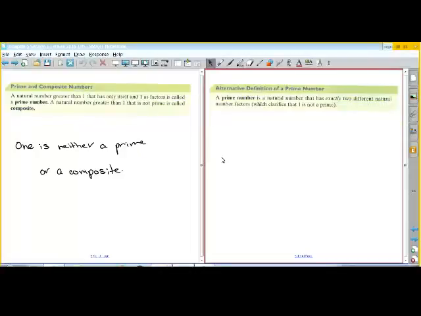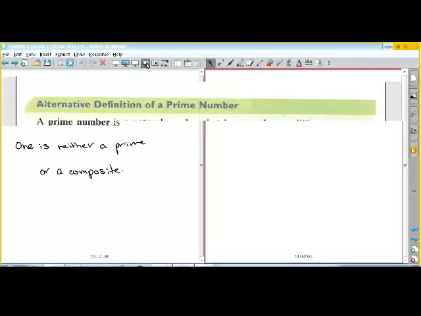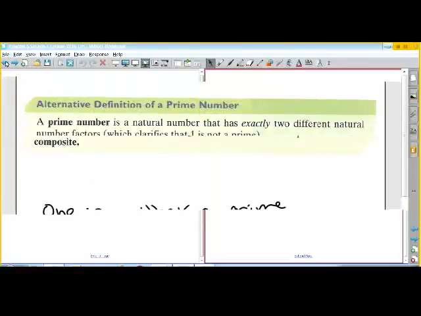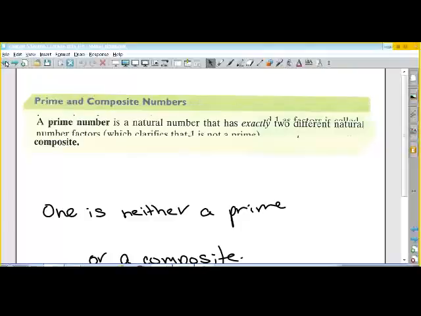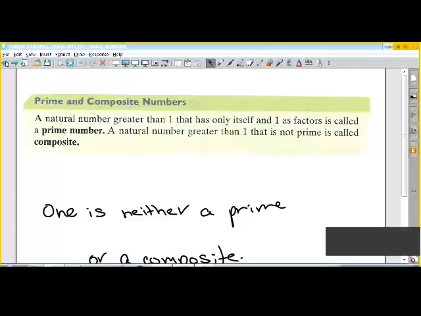So we were talking about prime numbers. So we talked about this definition. The original definition was that a prime number is a natural number greater than 1 that has only itself and 1 as factors. So 2 is a prime number.